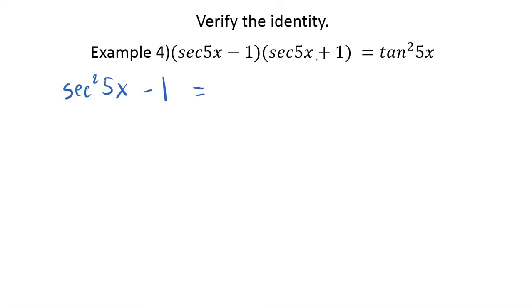I guess I didn't write this out like I did in the previous two examples. So again, I'm working with this side. So we just multiplied that out. Well, this might not look very simple: secant squared 5x minus 1.